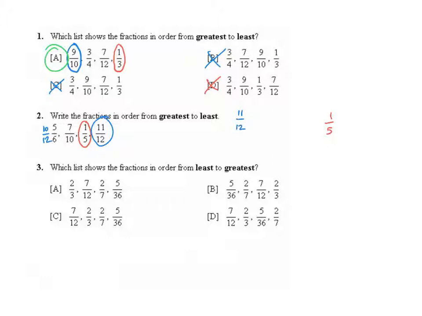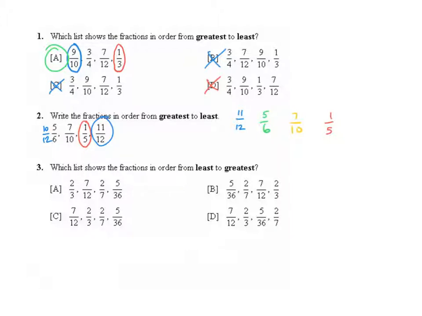So now all I have to do is compare 5/6 and 7/10. And 7/10 is just barely more than a half, whereas 5/6 is nearly one whole. So 5/6 is going to be the greater fraction. And then we're going to have 7/10. So here's our order: 11/12, 5/6, 7/10, and 1/5.